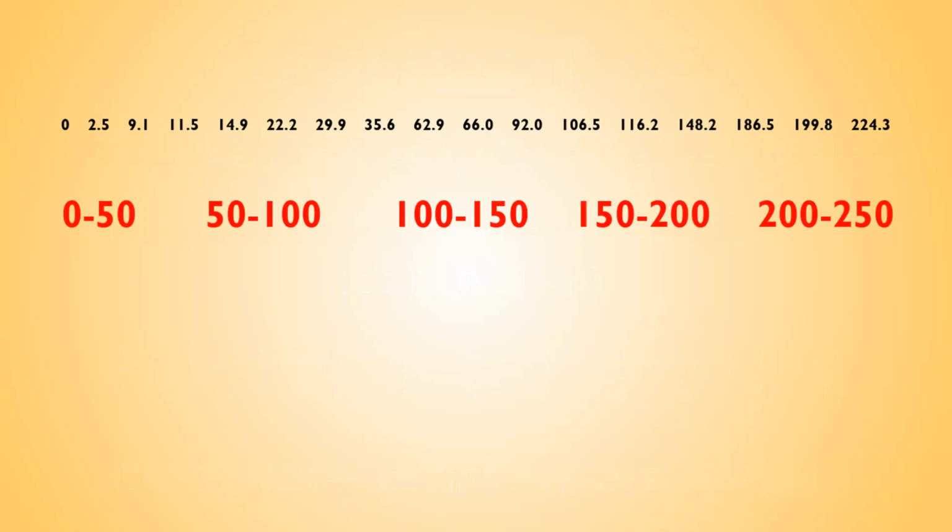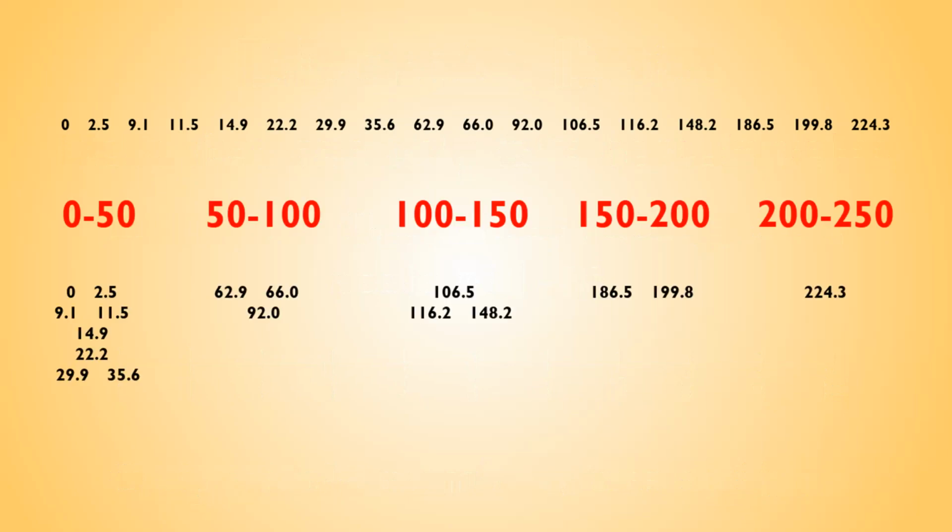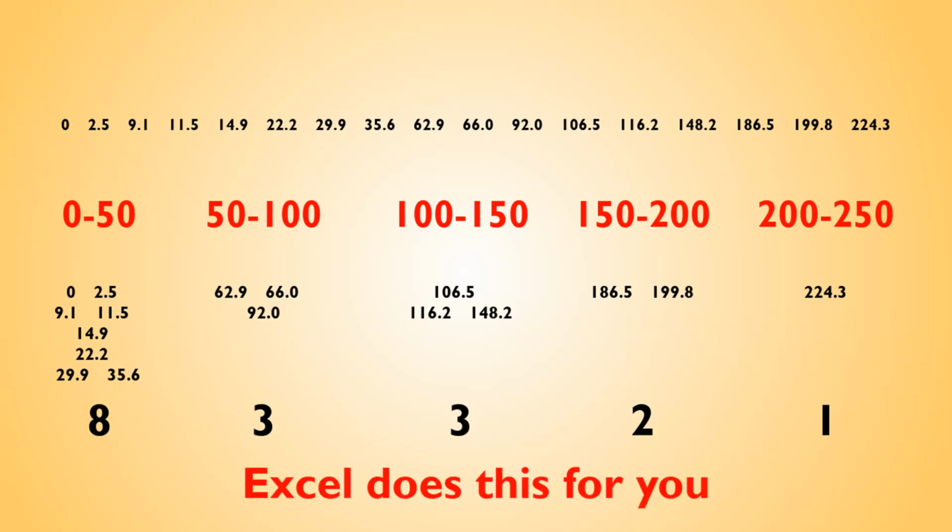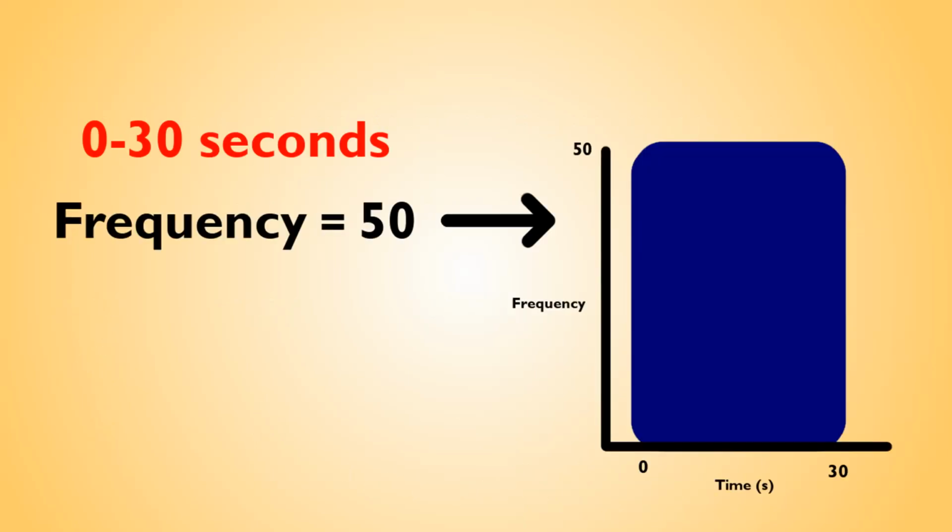For a histogram, you divide the continuous data into classes, called bins, and record the frequency of each class. Excel does this for you. In Excel's histograms, the height of the column is equal to the frequency of that class. So if 50 people waited from 0 to 30 seconds, then you would have a column height of 50 for the class 0 to 30.